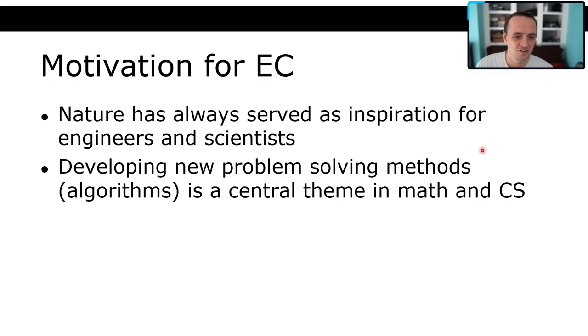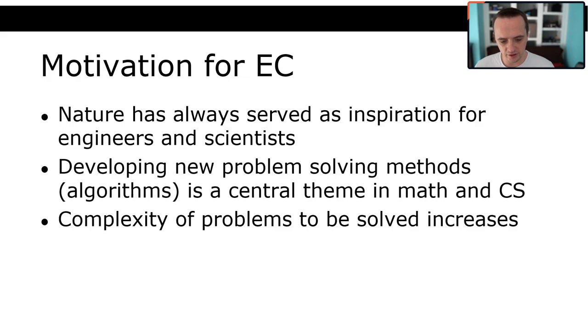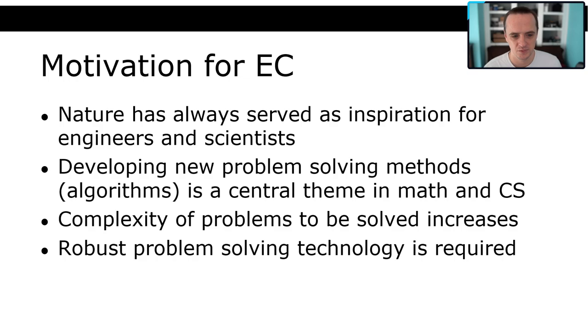So to do that, we need to come up with new things. Computer scientists are all about coming up with new methods. And where do we look for new methods? Not only that, but as we develop new methods and collect new data, the complexity of problems that need to be solved increases, right? The traveling salesman problem was pretty easy when salesmen walked around house to house selling, I don't know, knives or vacuums or whatever. But today's traveling salesman involves like a billion customers on Amazon, right? So the complexity of problems just goes way, way up. And so we need robust problem-solving technology for solving these new complex problems.